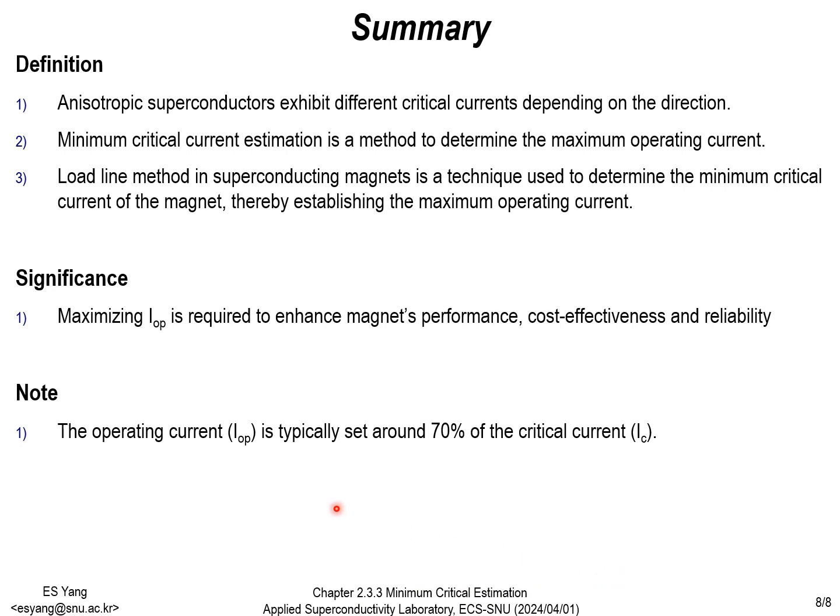In summary, anisotropic superconductors have different critical currents depending on the direction. The minimum critical current estimation is a method used to find the maximum operating current. The load line method in superconducting magnets helps determine the minimum critical current of the magnet, which then sets the maximum operating current. Maximizing the operating current is crucial for improving the magnet's performance, cost-effectiveness, and reliability. Typically, the operating current is set at around 70% of the critical current.